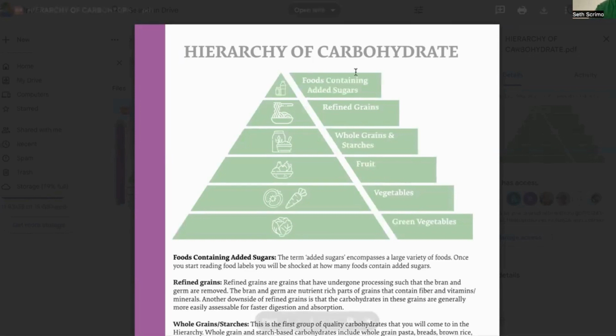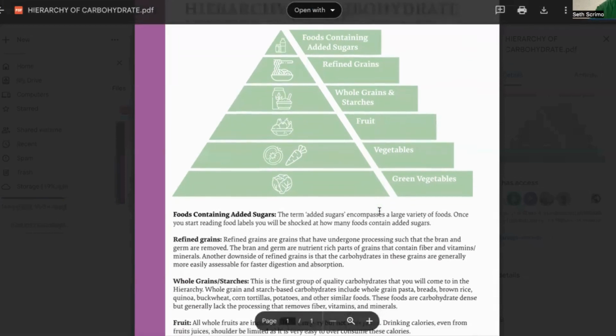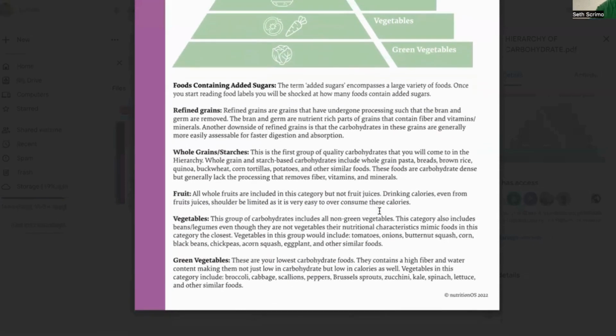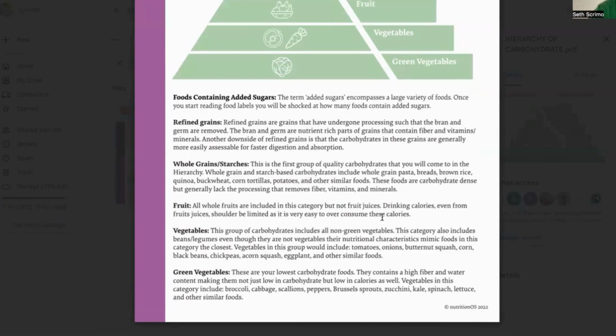So the top part here, the foods containing added sugars, that's higher on the end. It's really high glycemic. And then we got all the way down here, green veggies are your lowest, right? So refined grains, whole grains and starches, fruit, veggies, all that stuff is what comes up with it. We're gonna break this down Barney style. So we have our foods containing added sugar. The term added sugars encompasses a large variety of foods. Once you start reading food labels, you will be shocked at how many foods actually contain added sugars.